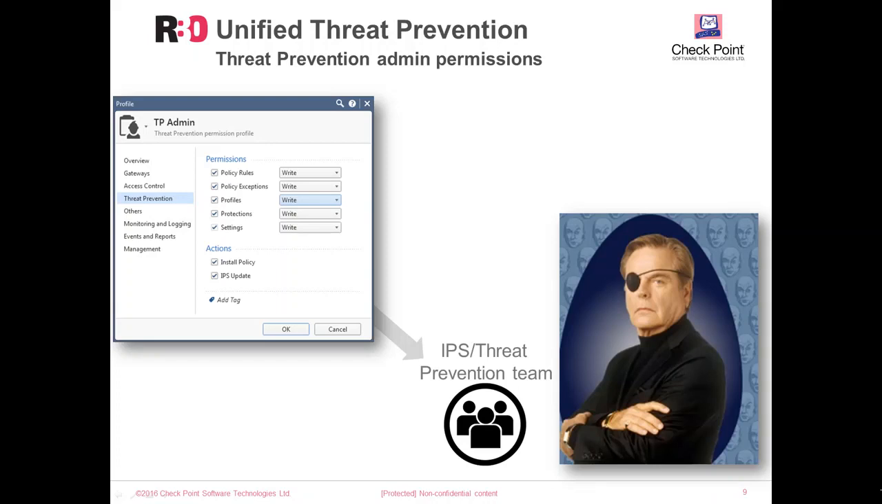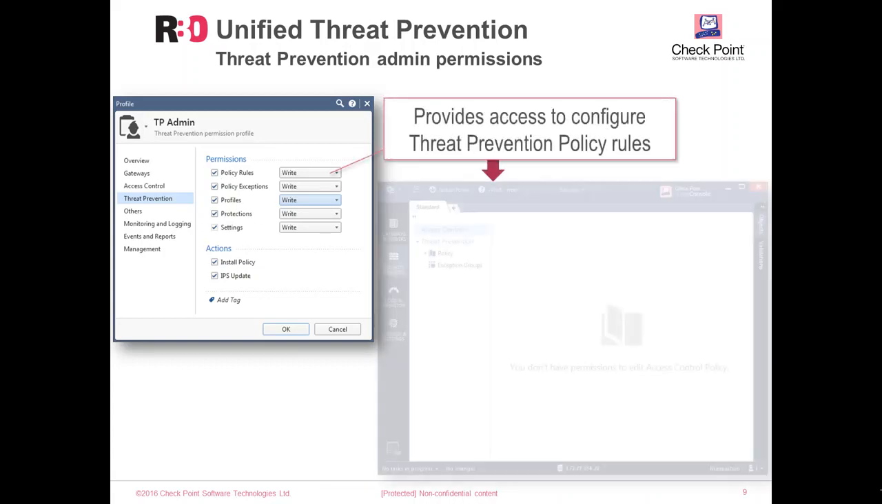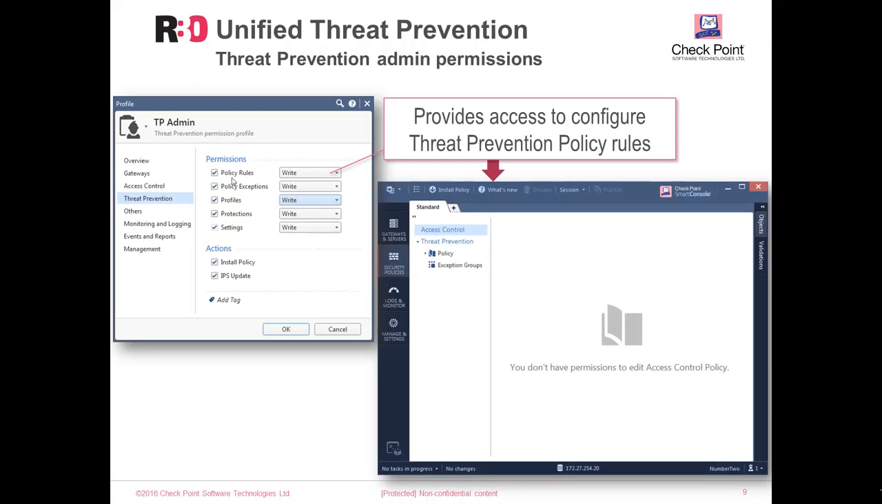In this presentation, there are multiple slides hidden showing what the impact will be in the graphical user interface when setting each of these permissions and logging in as an administrator with the corresponding permissions activated. So in this case, if I would have the permissions to view policy rules, I would be able to view the threat prevention policy, but since I don't have permissions to view the access control policy rules, I will not be able to see the access control policy.